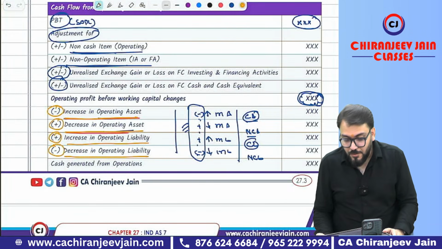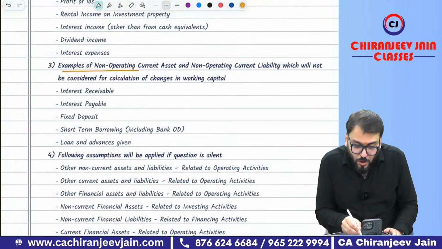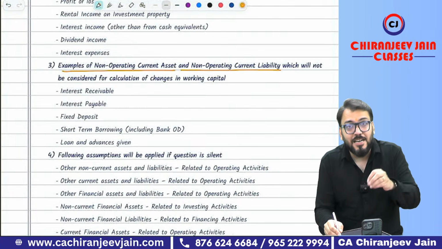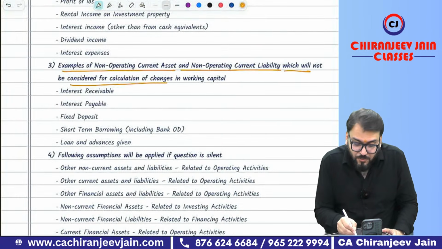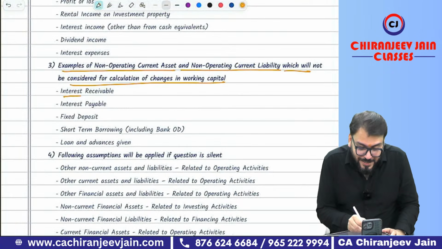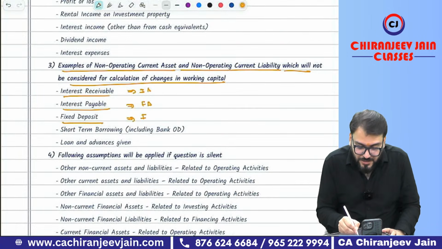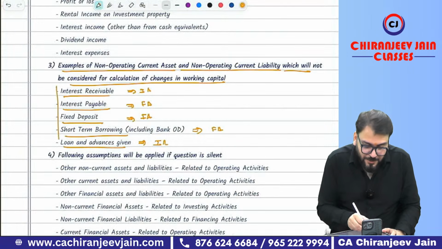So this is what: increase in operating asset, decrease in operating asset, increase in operating liability, decrease in operating liability. From the examination point of view, the rule is: minus, plus, plus, minus, minus, plus, plus, minus. Understood. Means, can I conclude in this way? The examples of non-operating current assets and non-operating current liabilities: there are some current assets and current liabilities which are non-operating in nature, which will not be considered for calculation of changes in working capital. For example, interest receivable, because this is investing activity; interest payable, because this is financing activity; fixed deposit, if it is not cash equivalent, this is investing activity; short term borrowing, this will be financing activity; loans and advances given, this will be investing activity. This will not be considered.